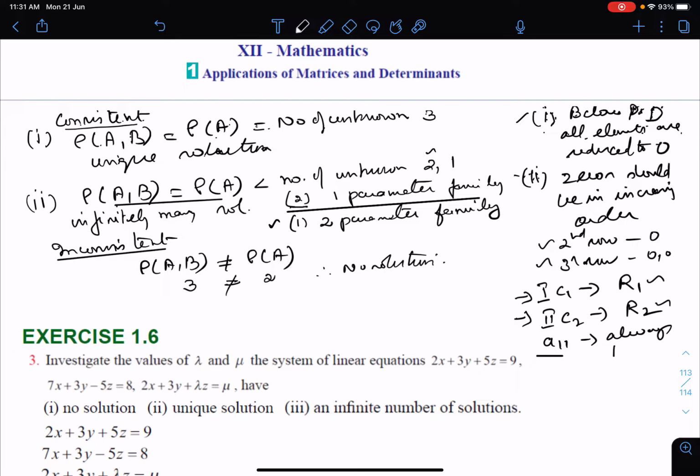Today we are going to see in exercise 1.6 the last and final sum, third one: investigate the values of lambda and mu for the system of linear equations which have no solution, unique solution and infinite number of solutions. So they have asked for the three cases as in the previous problem, but they have given us two unknowns, lambda and mu. So we are going to find the condition for both lambda as well as mu. Now we shall go into the problem.